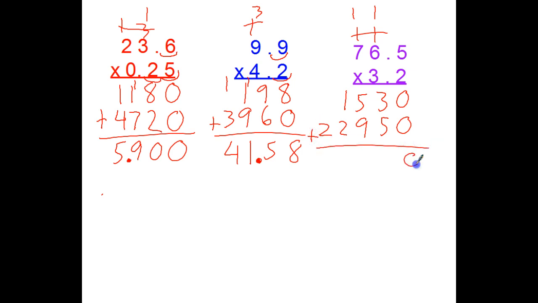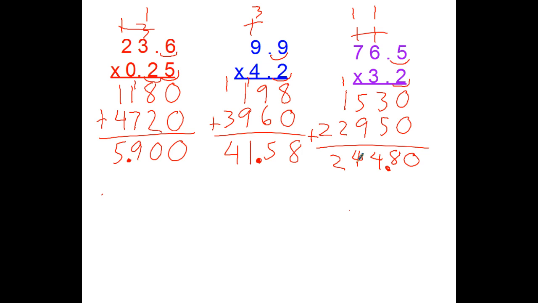Add them up. I got a 0, 8, 14, 4 and another 2, and I came over 1, 2 spots only. 244.80. And if I check out my whole numbers, I got 76 times 3. So if I round that off, 80 times 3, about 240. I'm right there in the neighborhood.